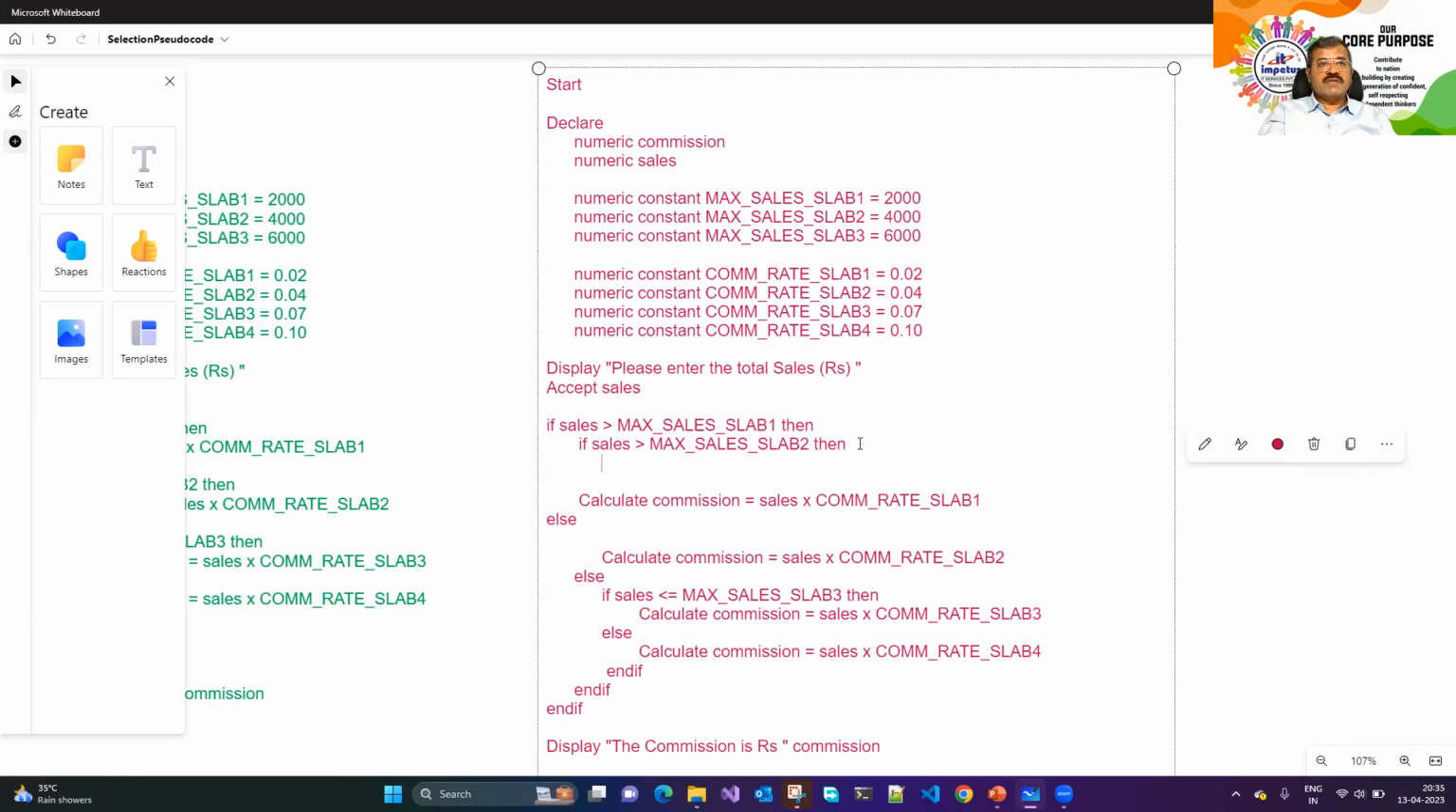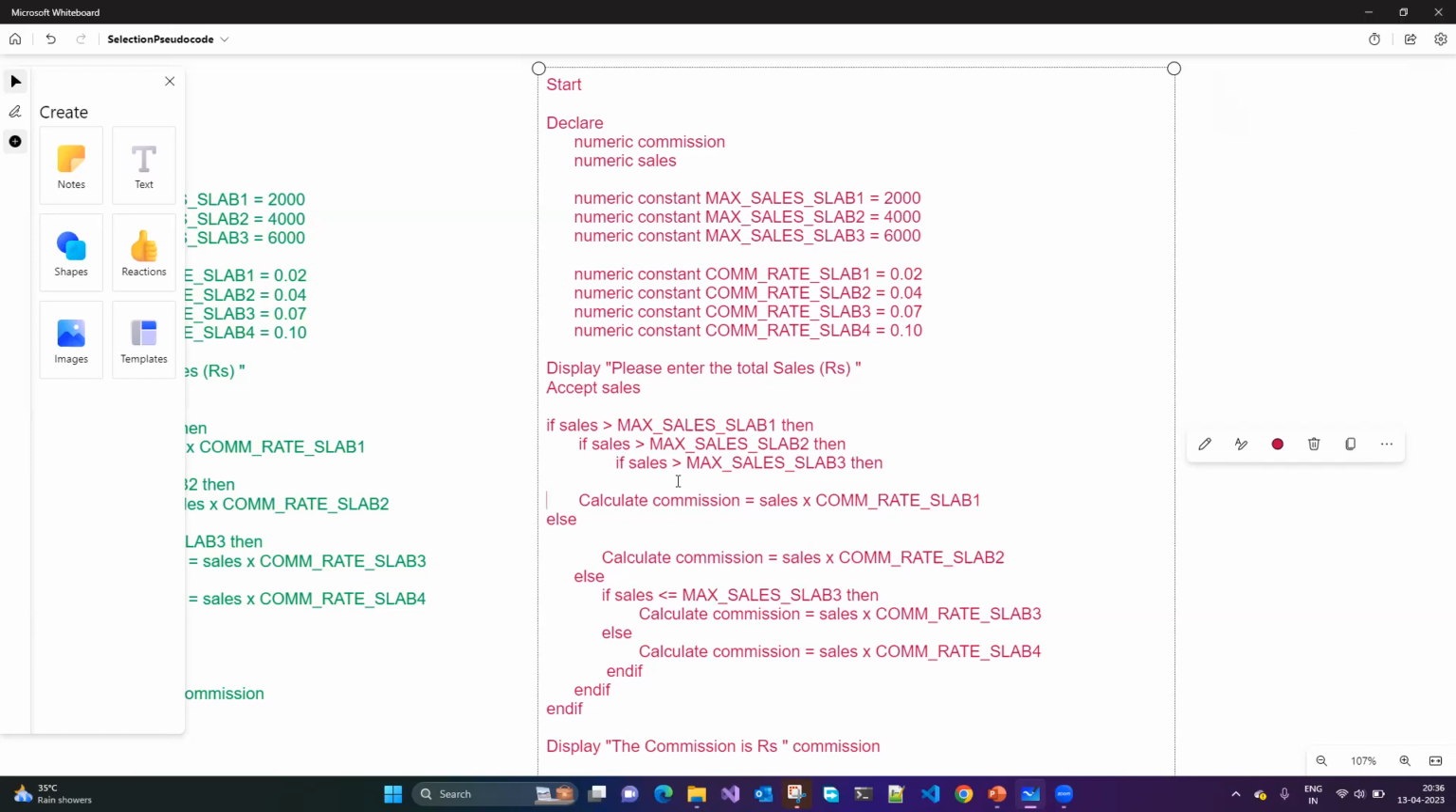The next condition that we are checking for, look at this, there is no else part till now. And the next condition we are checking, if it is greater than slab 3. Now tell me, if it is greater than slab 3, then how much will you pay? $0.10. Are you sure? If it is above 6,000, then 0.10, right?